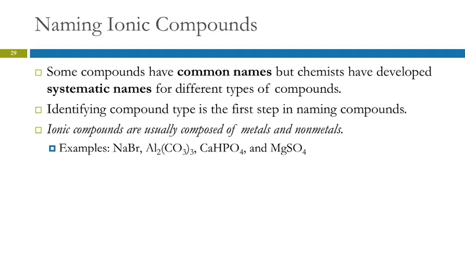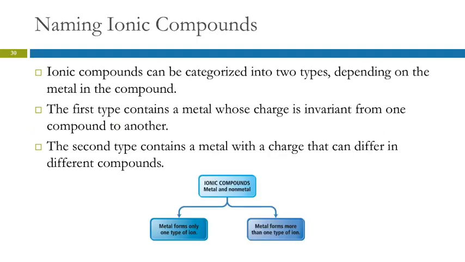So identifying what type of compound it is is the first step in naming. And we've already learned how to do that, to distinguish between ionic compounds and molecular compounds. So ionic compounds are usually composed of metals and nonmetals. So here are some examples. The first element in all of these is a metal. Now there's one exception that you need to remember. If it starts with NH4, it's also ionic. So naming ionic compounds falls into two categories.